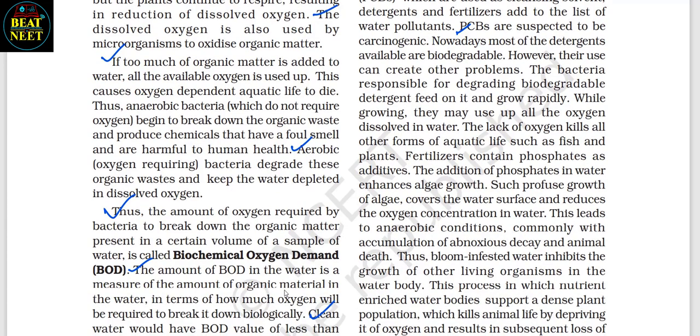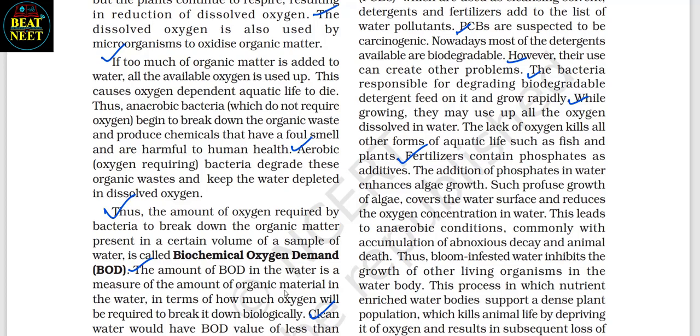Nowadays, most of the detergents available are biodegradable. However, their use can create other problems. The bacteria responsible for degrading biodegradable detergent feed on it and grow rapidly. While growing, they may use up all the oxygen dissolved in water. The lack of oxygen kills all the other forms of aquatic life such as fish and plants.